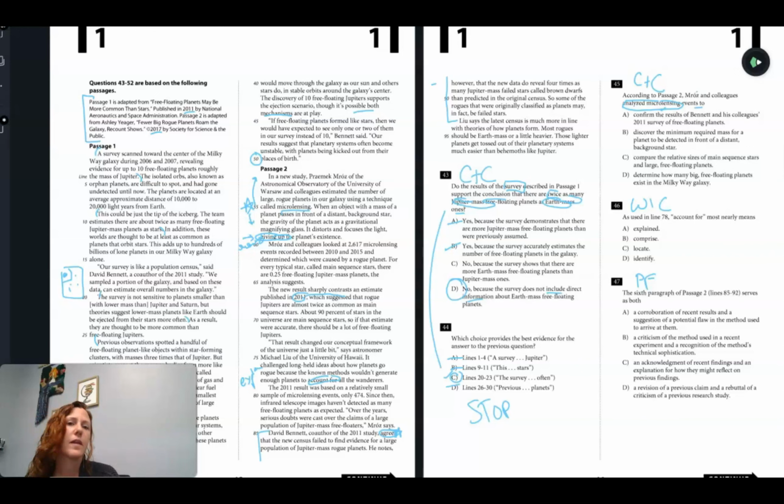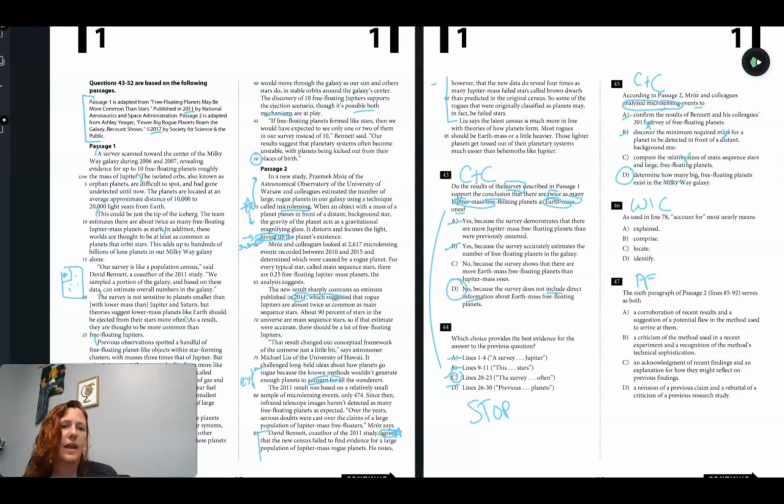All right, so why did he use microlensing? Why did he analyze microlensing? It says that they estimated the number of large rogue planets using that. So they must have done it to estimate the number. Confirm results? No, because we already said he disagrees with the results. Discover minimum required mass? No, it looks like we're just counting. Yep, estimating numbers, so it's not A or B. Compare the relative size? No. Determine how many? So this goes with our estimation.